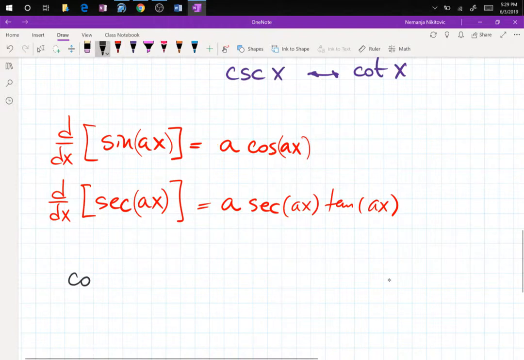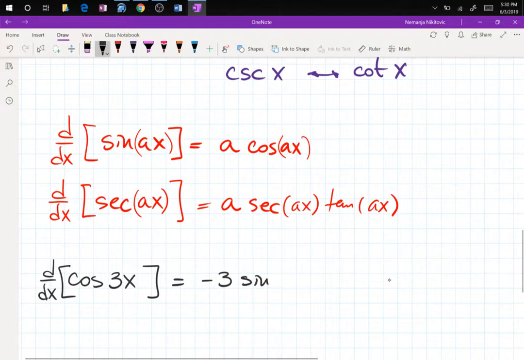So what is the derivative of cosine of 3x? What is it? Negative 3 sine 3x. Yes. Good.